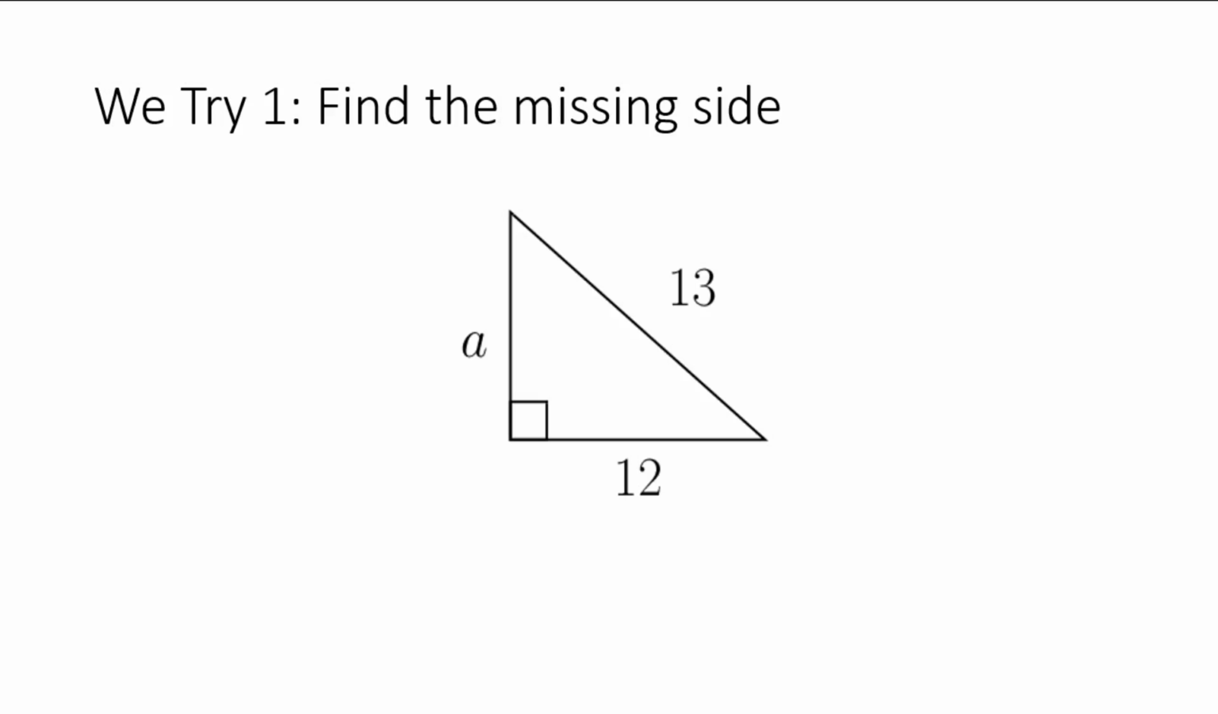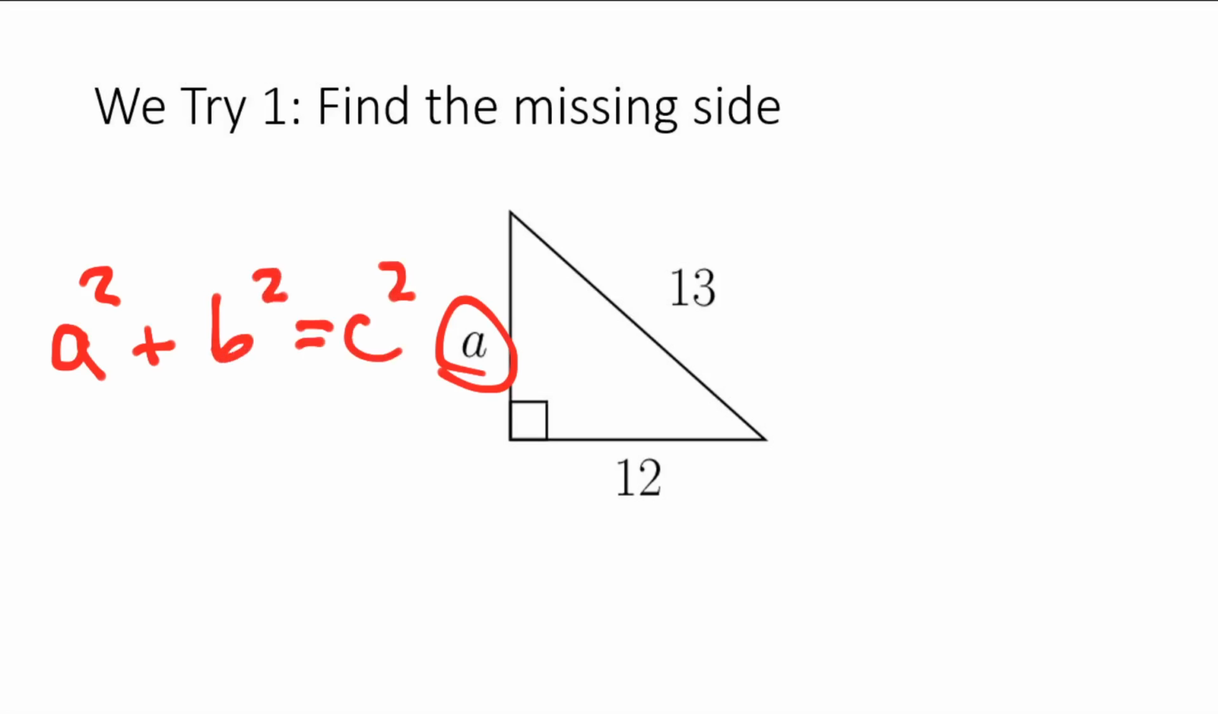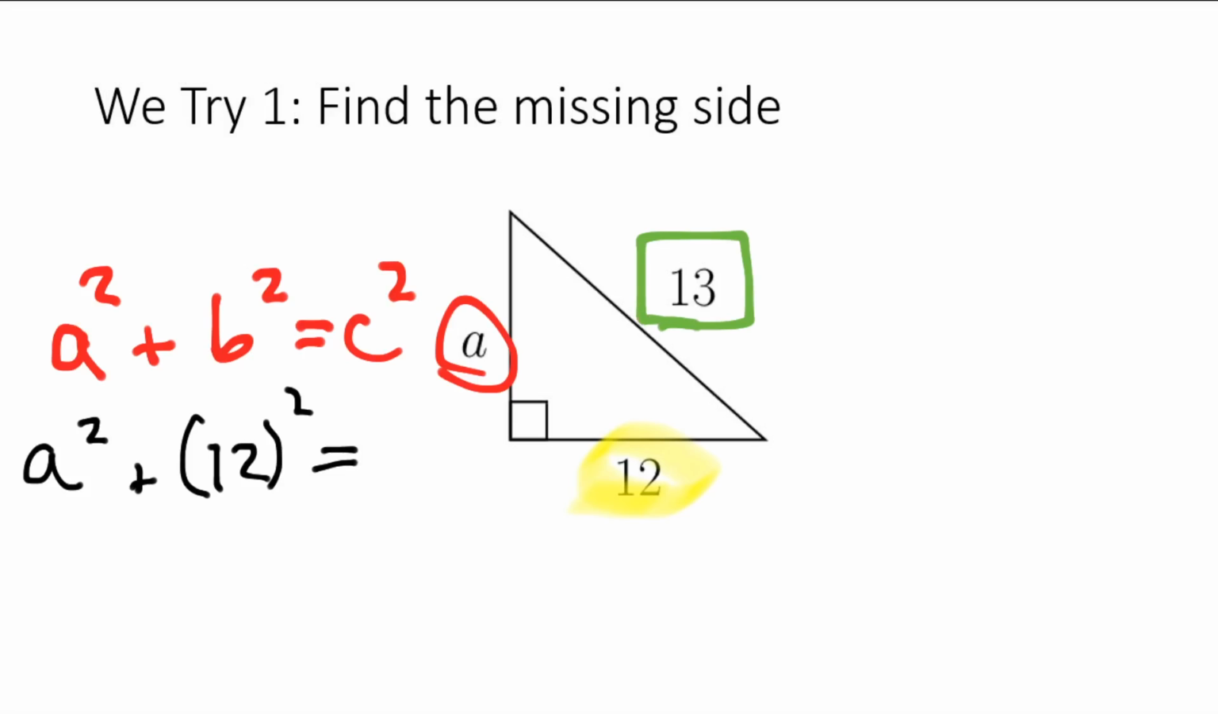Looks like I'm missing one of the legs. I'm going to call that leg A. So A squared plus B squared is equal to C squared. Now let's plug in what I know. I have a leg, so I'm going to plug that in for one of the leg spots. It doesn't matter whether I choose A or B. I'm going to choose B. Then it's very important that my hypotenuse is always C in this equation.